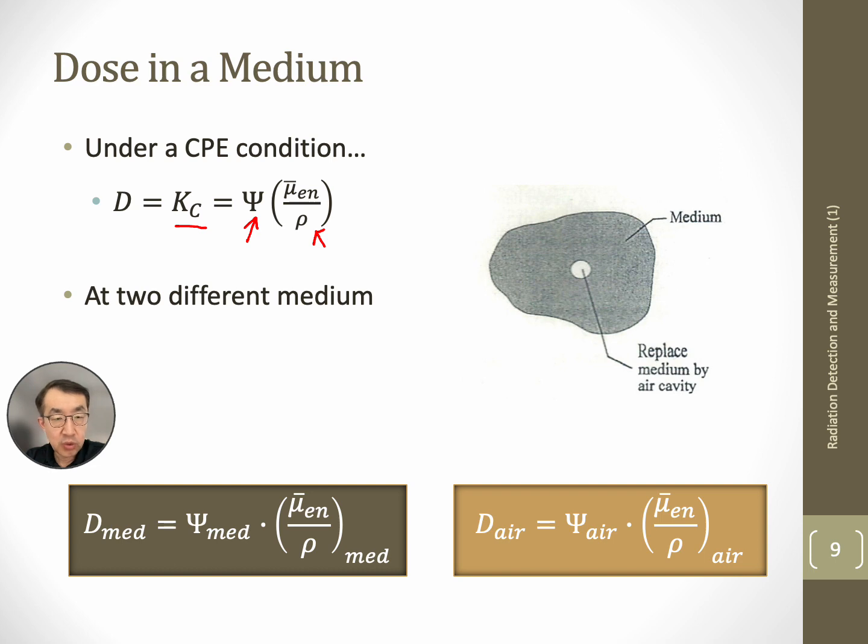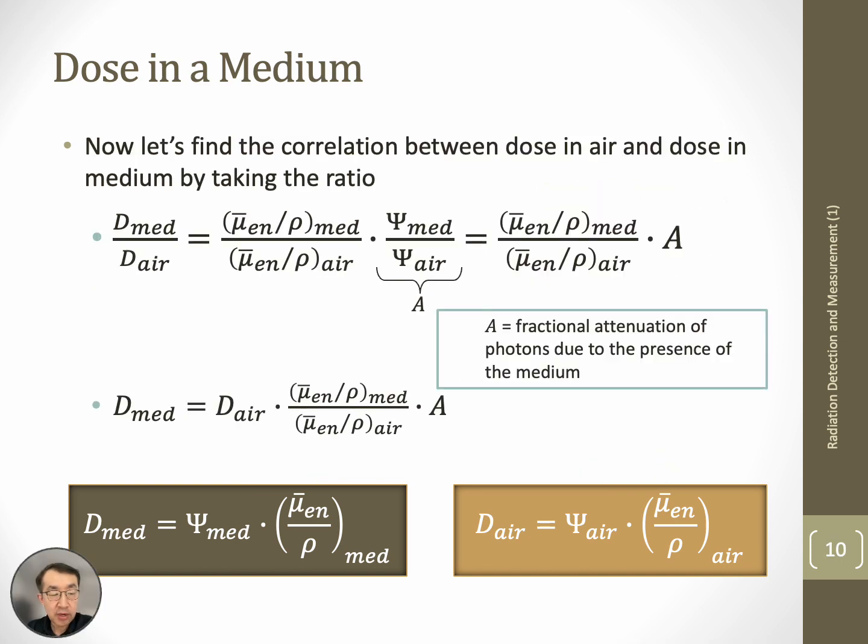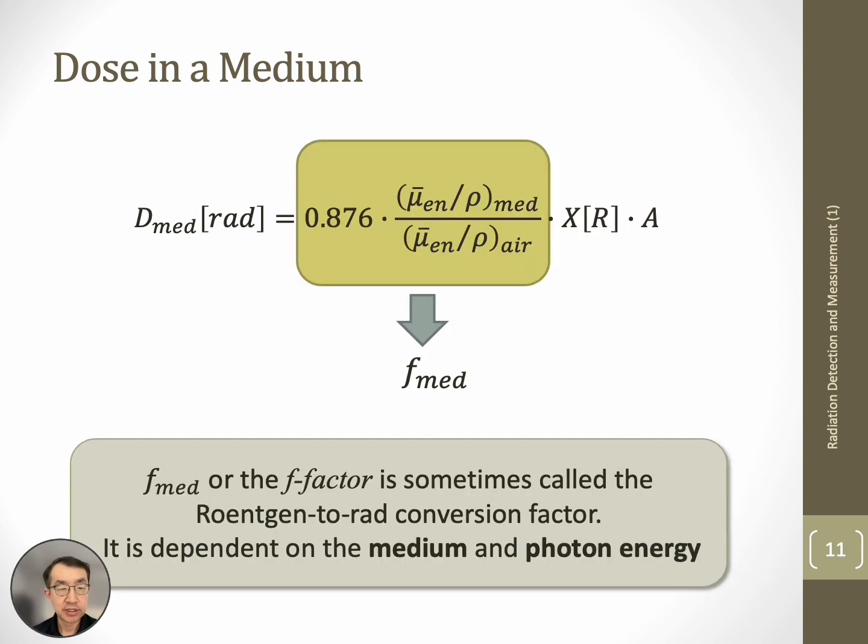So think about this. We're defining those in the medium and those in the air. Using the same derivation above, we have energy fluence and mass energy absorption coefficient for both medium and air, and then you take the ratio between those two. You just rewrite this, and then you can derive it. The dose in the medium is the dose in the air times the ratio of mass energy absorption coefficients between medium and air, and then the ratio of energy fluence.